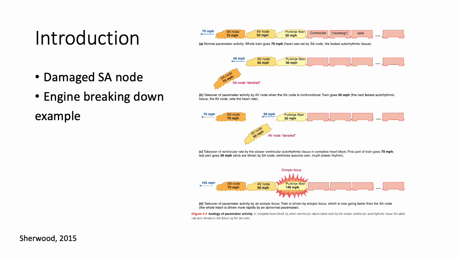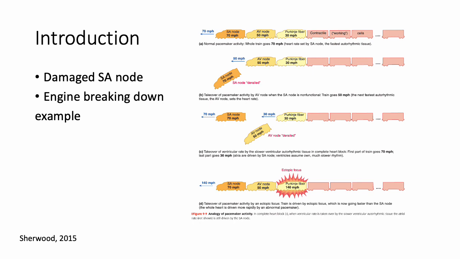To get a clear understanding, let's take a look at the example the book gave us, which uses this picture here that you can see on the slide. In this scenario, we have the SA node, which is the lead engine, Purkinje fibers, which are the slow third engine, atrial cells, which are the rest of the car, and lastly, the AV node, which is the second engine.